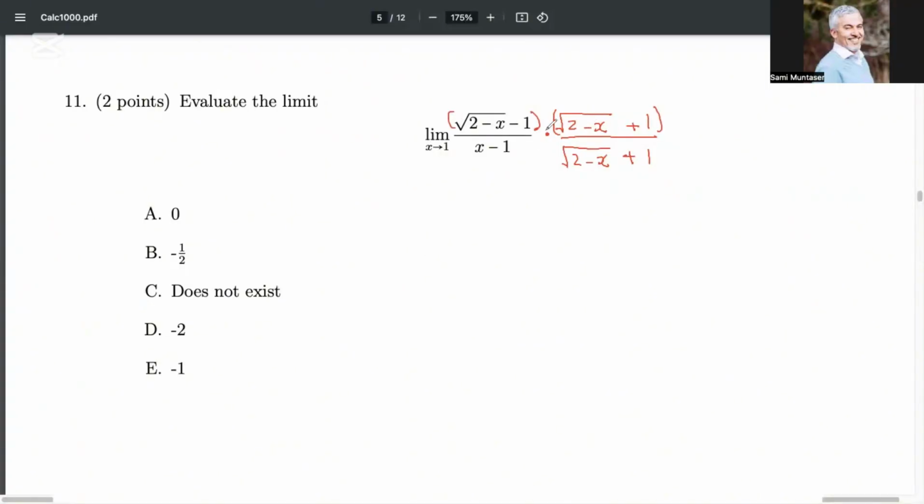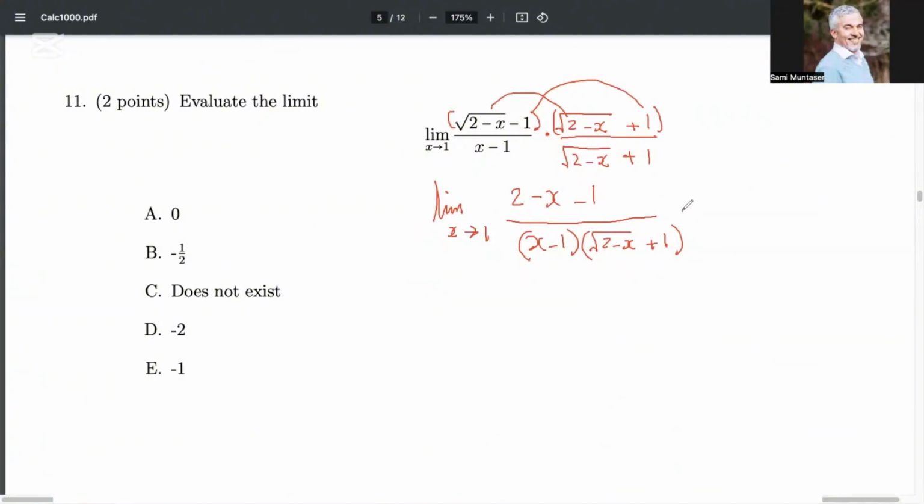And when you multiply by the conjugate, you don't even have to FOIL. You just multiply the first by the first, and you multiply the second by the second. So root 2 minus x multiplied by itself, that's just going to give you the limit as x goes to 1 of 2 minus x, and negative 1 times positive 1, just minus 1. And here on the bottom, just leave it as is. So x minus 1 in brackets, and the square root of 2 minus x plus 1 in the other bracket.